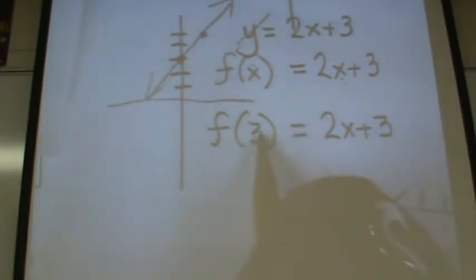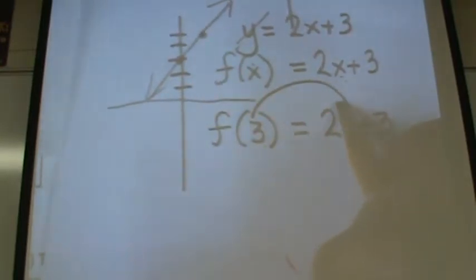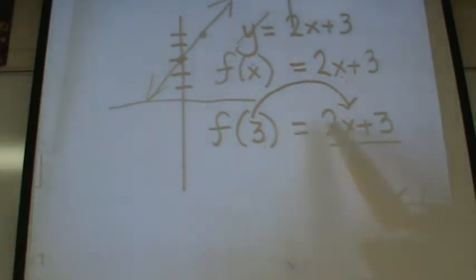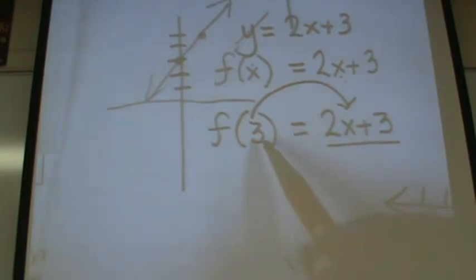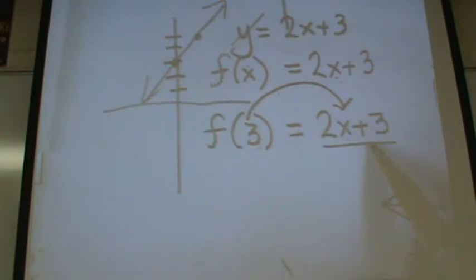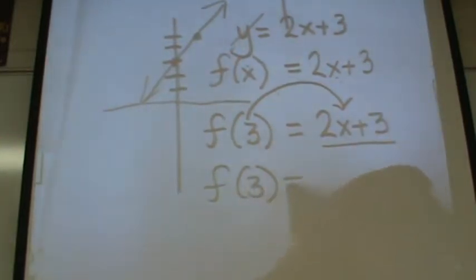That means I want you to take 3, which is part of your domain, and plug it into this rule. That's your equation, your rule. So when you plug 3 in here, what number is the output? When you input 3, what comes out? 9. 3 times 2 is 6, and plus 3 is 9. So when you evaluate this function for 3, you put the 3 in here, 2 times 3 is 6, 6 plus 3 is 9. So f of 3 is 9.